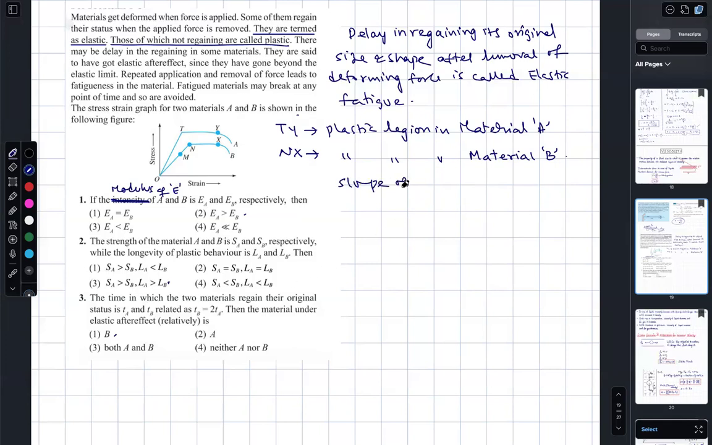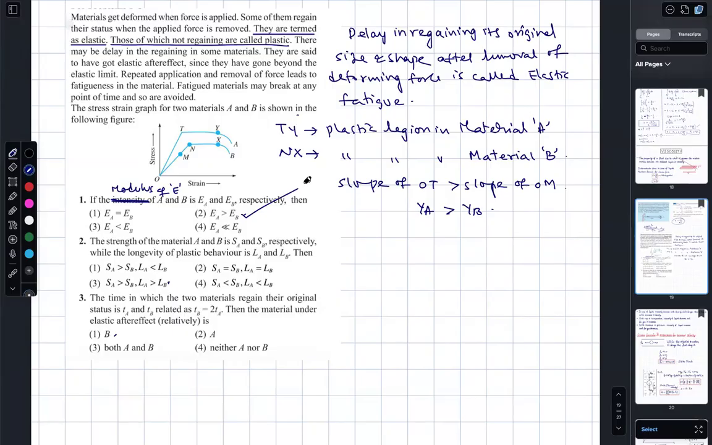Slope of OT is greater than slope of OM. So Young's modulus of A is greater than Young's modulus of B. Second option is correct. Next.